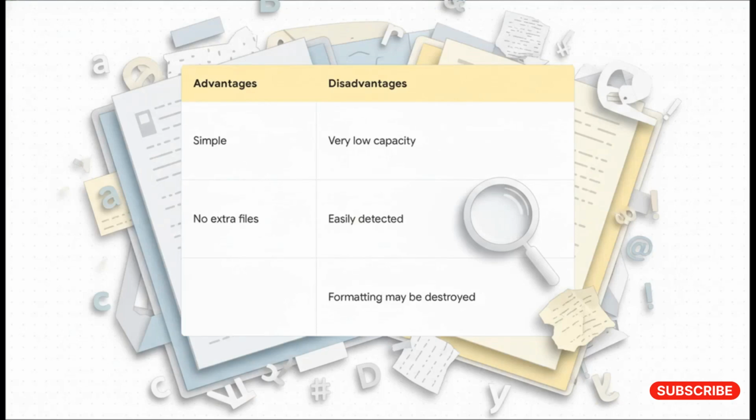Hiding data can be surprisingly simple. In a basic text file, you could use something like extra spaces between words, or maybe a specific pattern of capital letters to encode a message. The big advantage? It's super simple. You don't need any extra files. But, and this is a big but, the trade-offs are huge. The amount of data you can hide is tiny, it's pretty easy for software to detect, and if someone just reformats the text, poof, your secret message is gone.